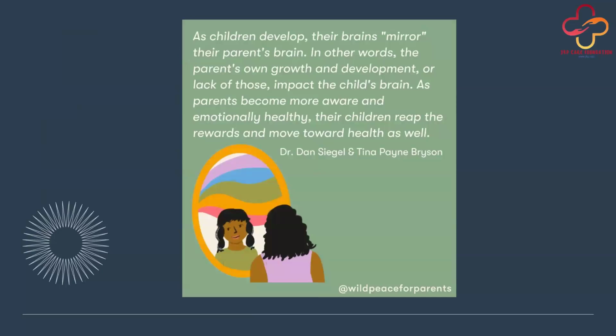As children develop, their brain mirrors the parent's brain. In other words, the parent's own growth and development, or lack of it, impacts the child's brain because the child spends the maximum time with parents. So as parents become more aware and emotionally healthy, their children reap the rewards and move towards health as well. That is the reason we have started this series also. We need to educate parents and work with their mental stress. Once they are stress-free and emotionally healthy, they can fill the cup of their children.